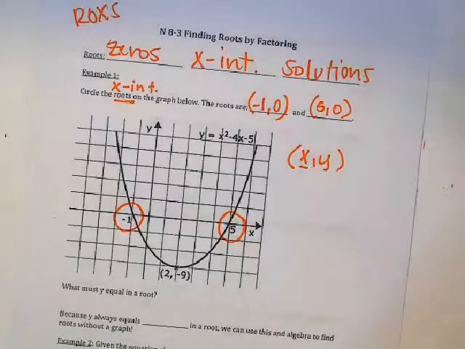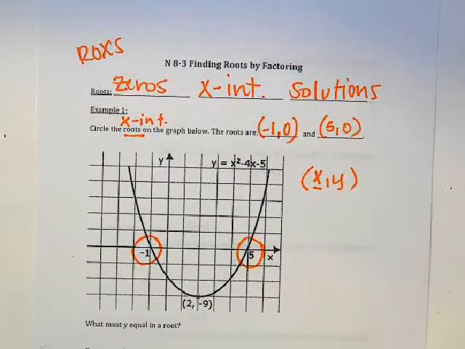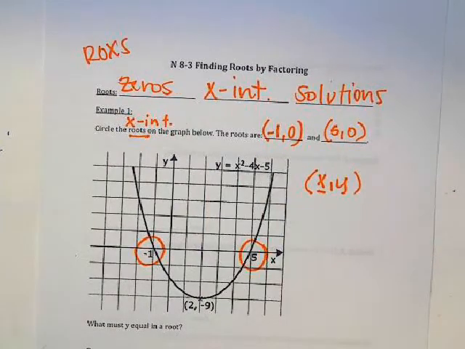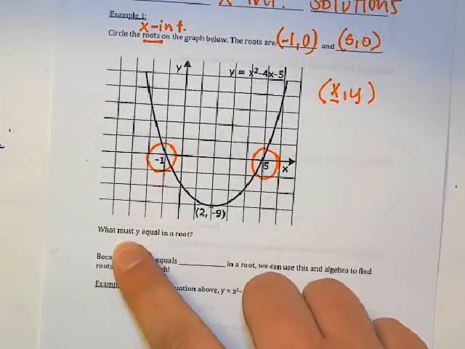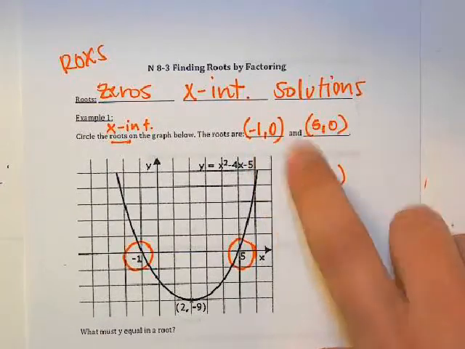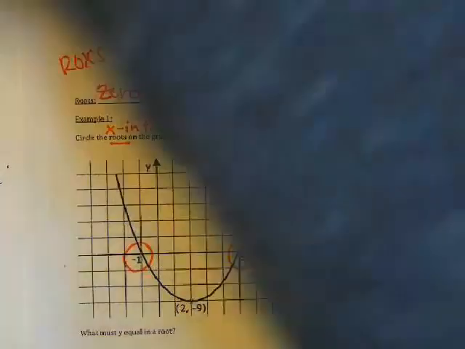So, same thing, all right? We're going to take these quadratic equations, and I'm going to show you how to find the roots, like this, -1 and 5, without actually looking at a graph. So we're going to do it algebraically. All right, so before we start, what must y equal in a root? 0. So if you look at my ordered pairs, what are my y's every time for an x-intercept? 0. So that y has to be 0.